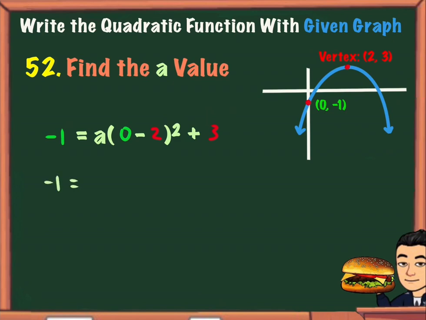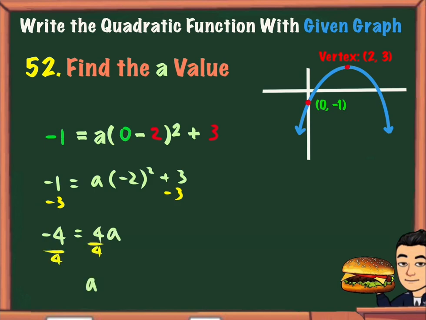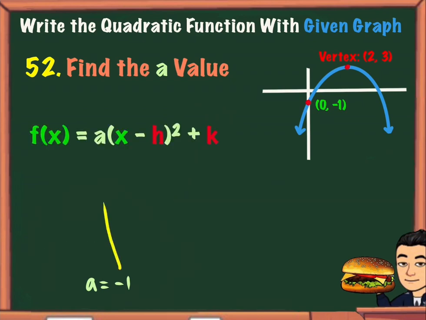Negative 1 equals a times the square of negative 2 plus 3. Subtract 3 on both sides. Negative 4 is equal to 4a. Divide by 4 on both sides, a equals negative 1. Erase all the work here. Insert the negative 1 into a. Make sure the values of the vertex, 2 and 3, are there. And this is going to be your quadratic function in vertex form.